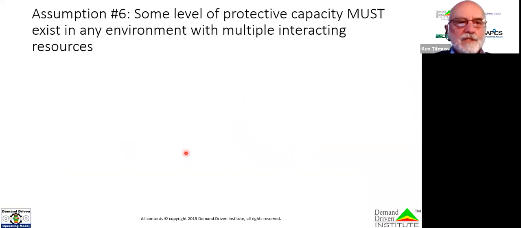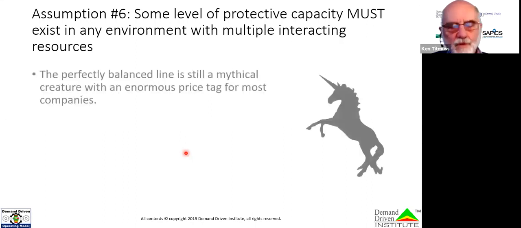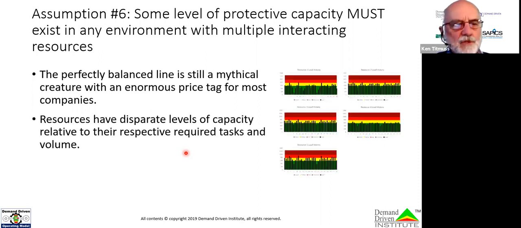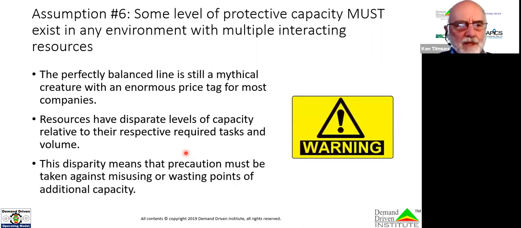So number 6, some level of protective capacity must exist in any environment with multiple interacting resources. So trying to get that perfect balanced line is really a mythical creature. It's that unicorn we've got here with an enormous price tag for most companies. Resources in our organizations have disparate levels of capacity relative to their respective required tasks and volumes. And this disparity means that precautions must be taken against misusing or wasting points of additional capacity.